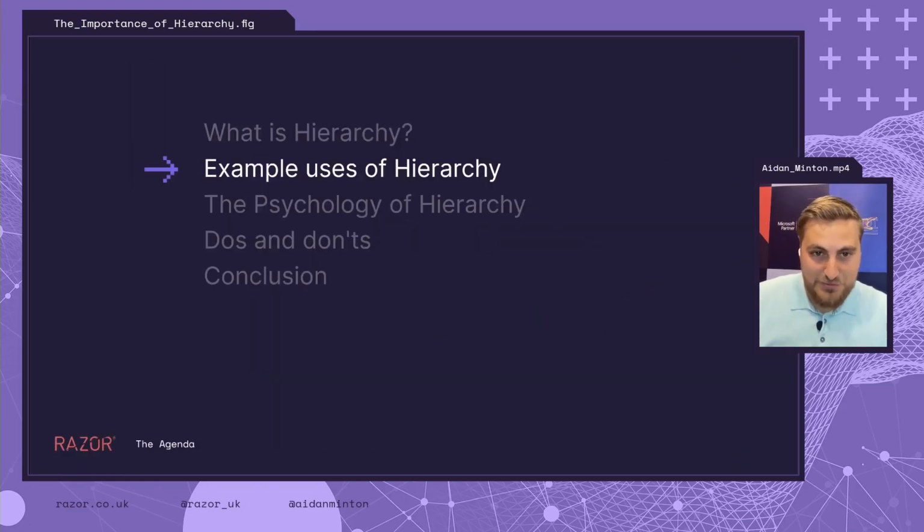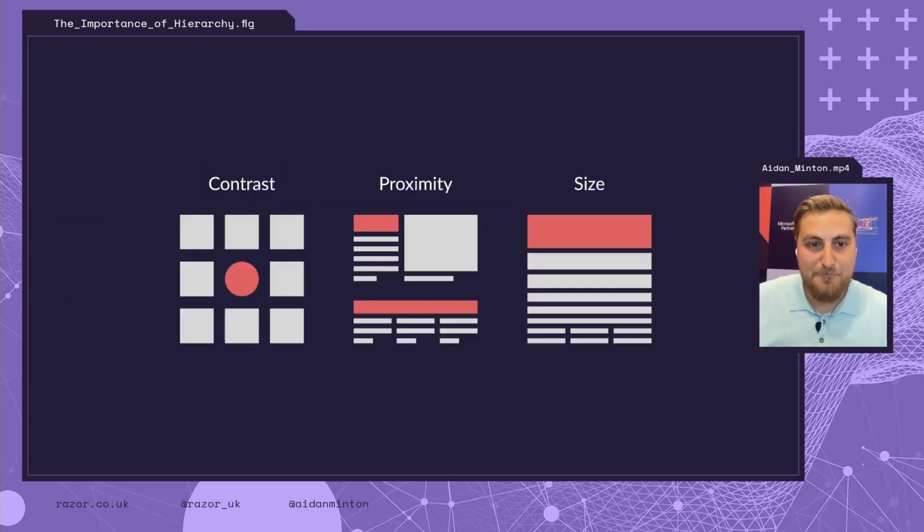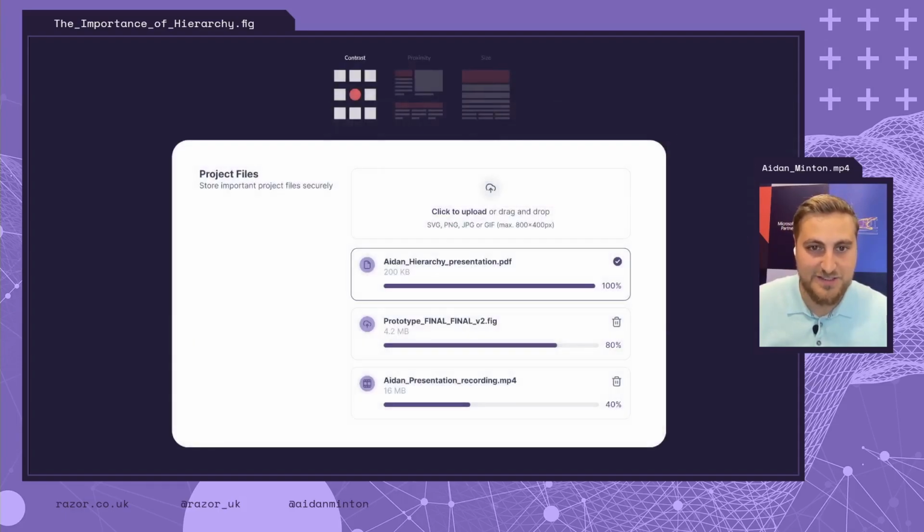So let's look at some examples of hierarchy. There's a lot of different formulas and ways of looking at how you structure hierarchy on a page. My favorite is called CRAP, which is an anagram for contrast, repetition, alignment, and proximity, which was coined by Robin Williams. I've shrunk that down for this presentation to just CPS, which doesn't have the same ring to it, but contrast, proximity, and size. I'm going to break those down in a second.